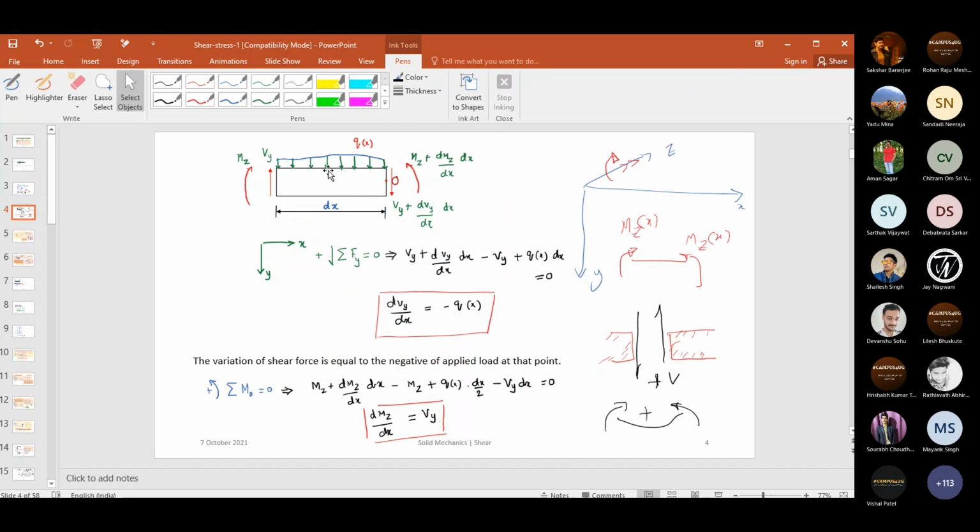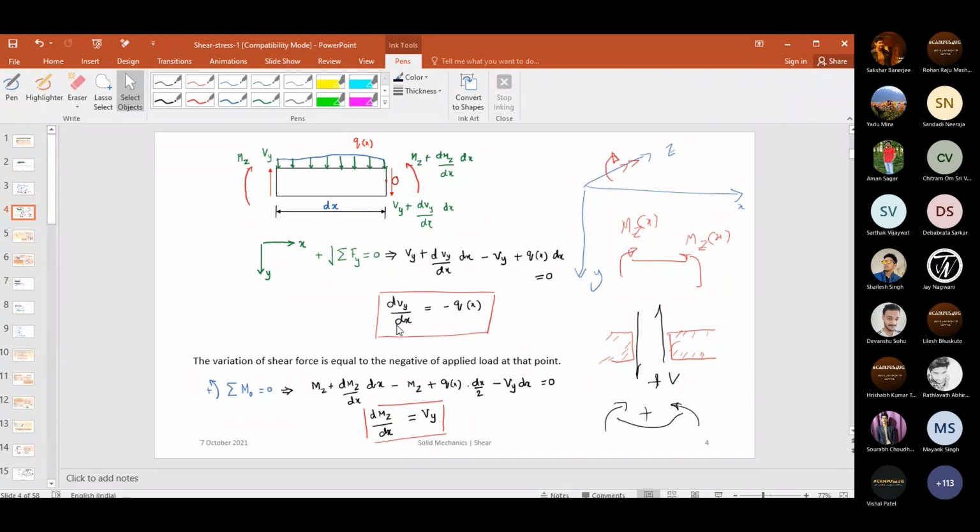Okay. Now let us say sigma Fy is equal to 0. We will take the positive Fy direction as downward because my y direction is downward. So let me take this. Sigma Fy is equal to 0, then I will have Vy plus dVy/dx minus Vy plus q(x) into dx. You see, they do not match, you are complaining, but I am also adding this q(x).